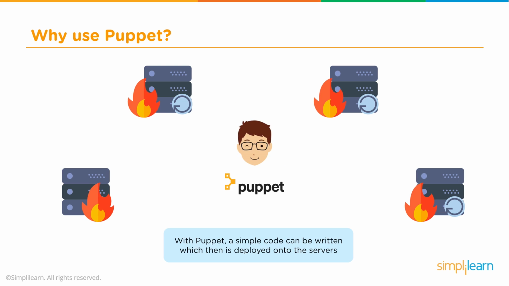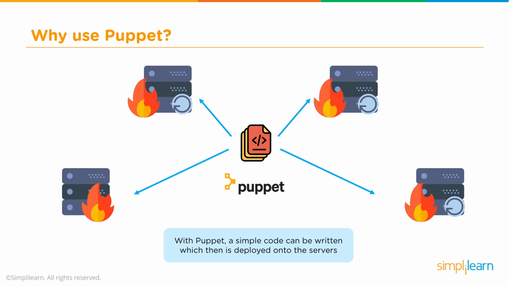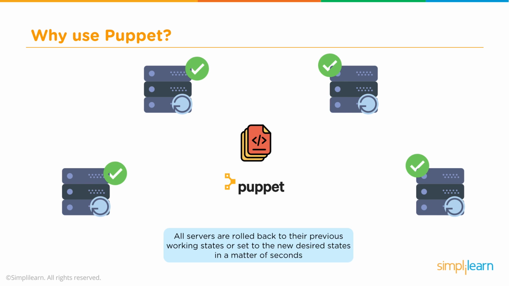But what if the scenario changes and you have multiple servers going down? Here is where Puppet shows its strength. With Puppet, all you have to do is write a simple script that can be written with Ruby and write out and deploy to the servers your settings for each of those servers. The code gets pushed out to the servers that are having problems, and then you can choose to either roll back those servers to their previous working states or set them to a new state and do all of this in a matter of seconds.